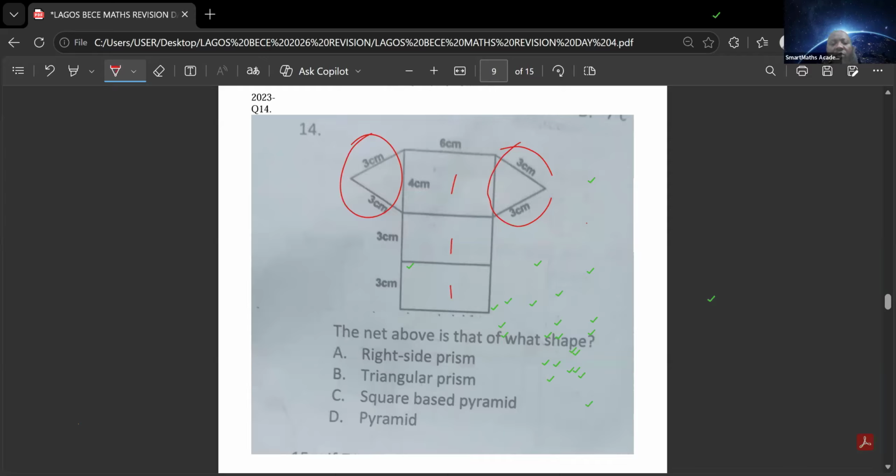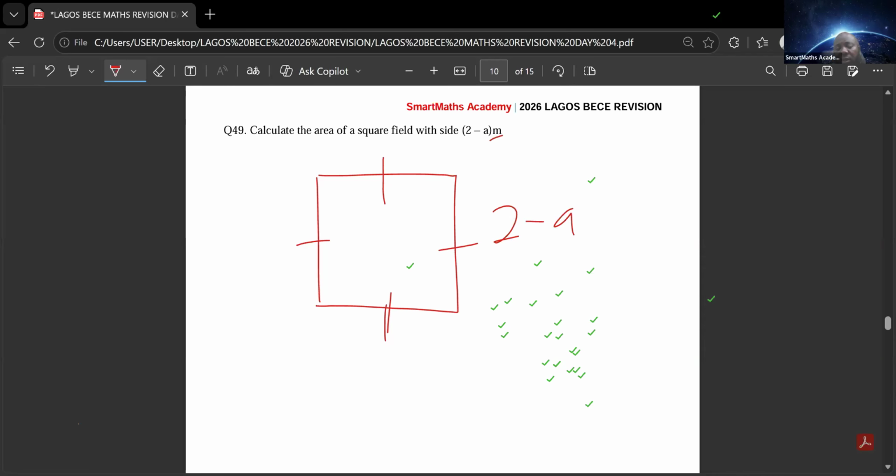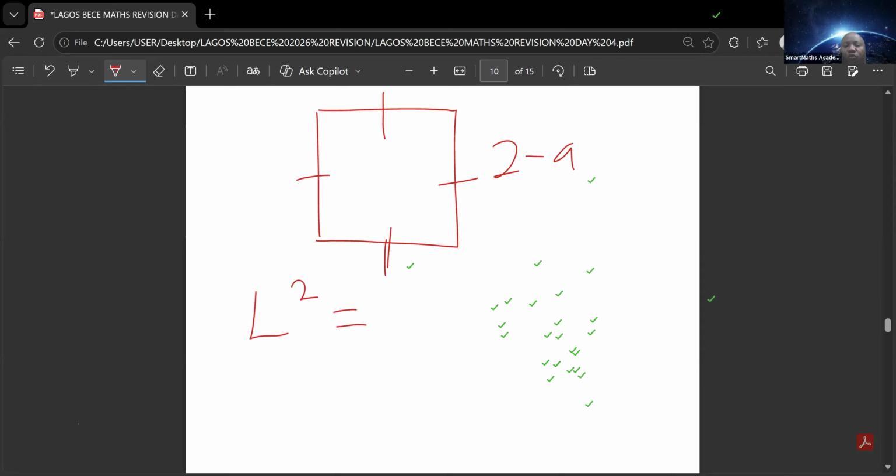So the next one, calculate the area of a square field with side 2 minus a meters. Let me draw it so that you can understand it. All four sides of a square are the same, and the side of the square they are talking about is 2 minus a meters. The area of a square is length squared, that is length times length. That means 2 minus a times 2 minus a.